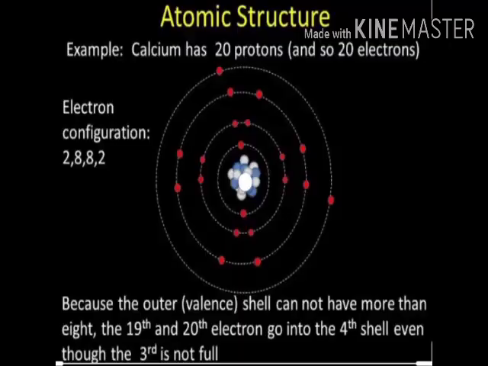Next, moving on to atomic structure, the example of calcium is given over here, which proves what I said earlier, that because the outer shell cannot have more than 8, therefore the 19th and 20th electron of calcium goes to the fourth shell, even though the third shell is not full as per Bohr's rule, that is 2n square formula.